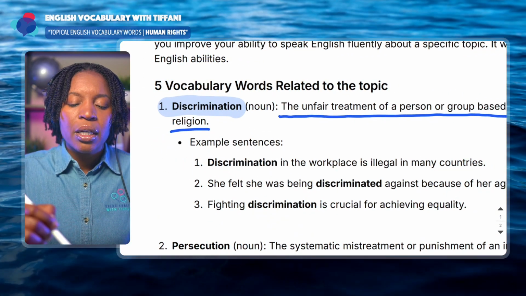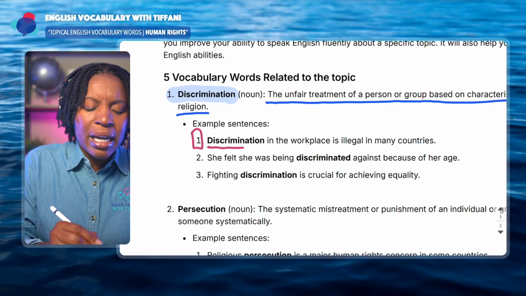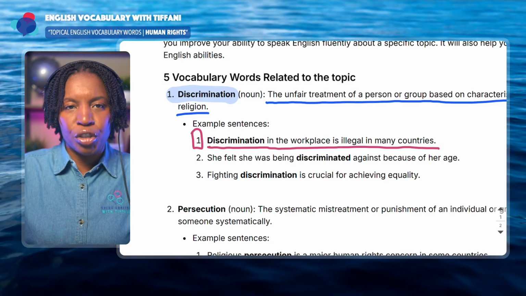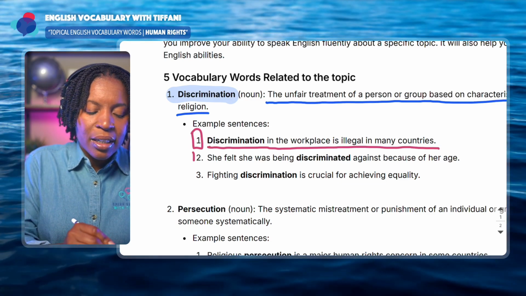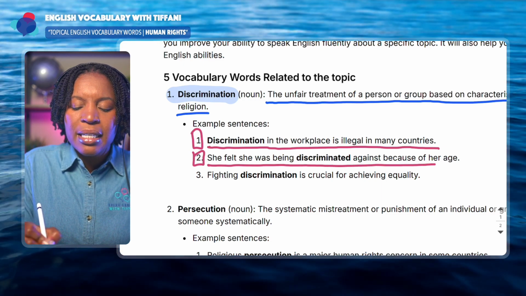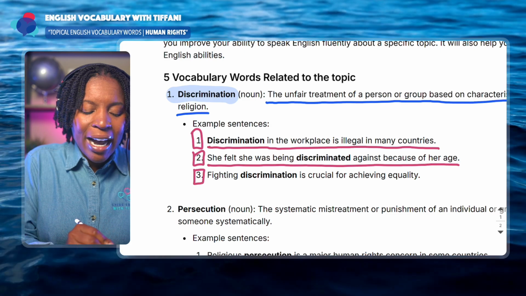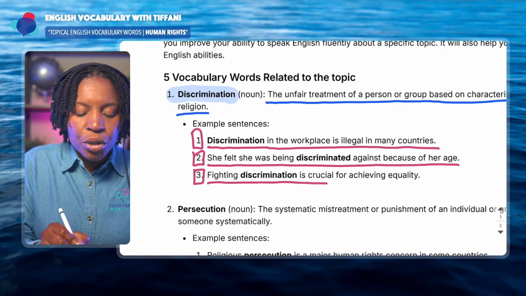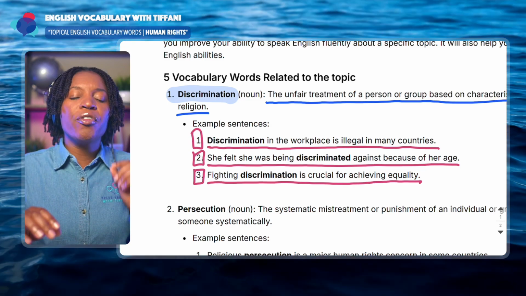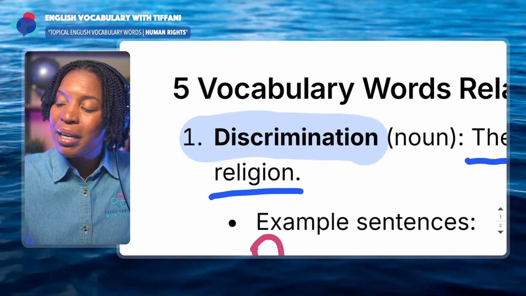Let's check out the example sentences. Here's the first one. Discrimination in the workplace is illegal in many countries. Next. She felt she was being discriminated against because of her age. And finally, fighting discrimination is crucial for achieving equality. Again, this term, the very first term we have, after me, is discrimination.